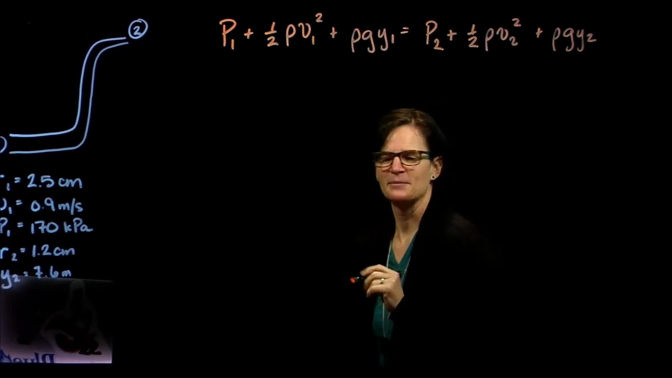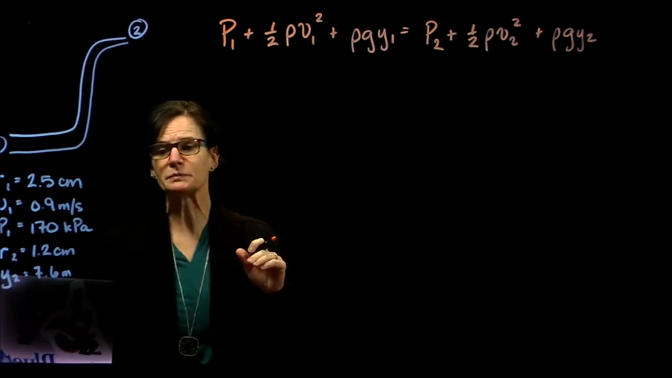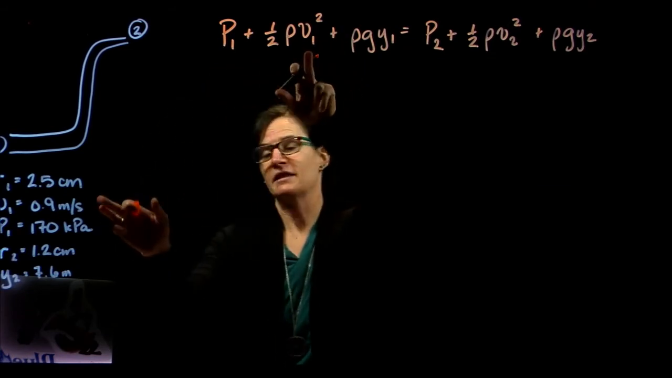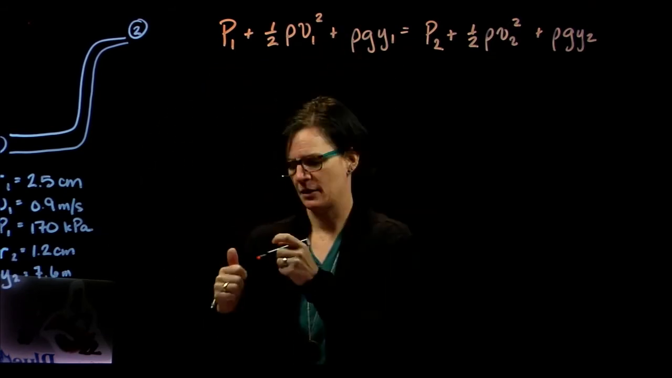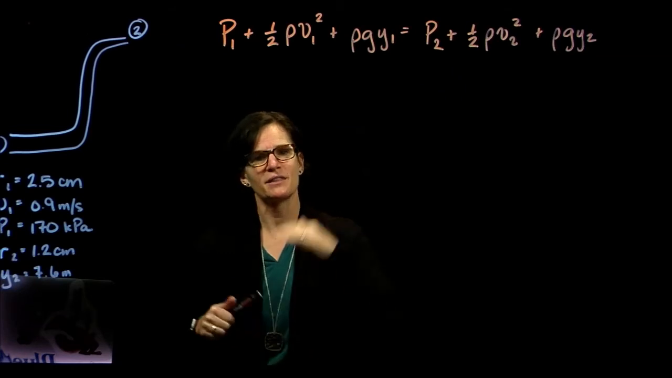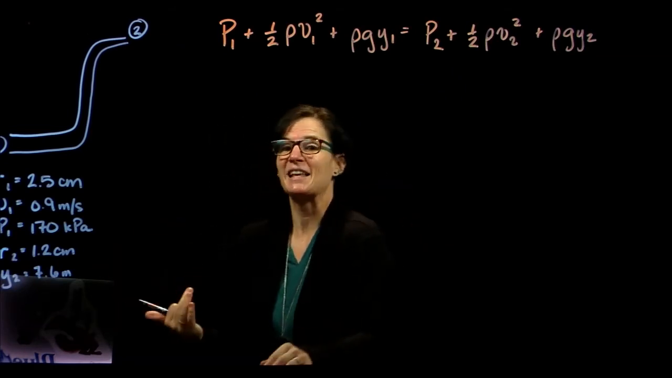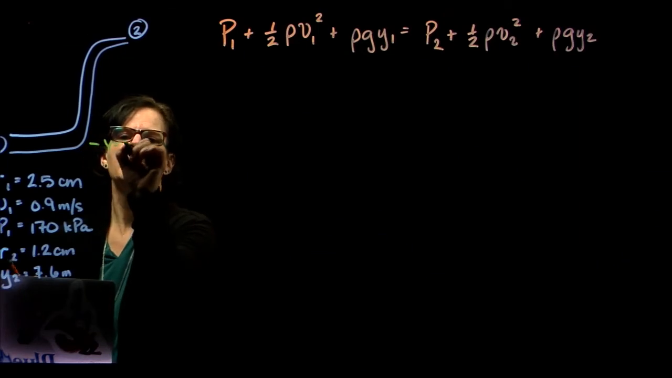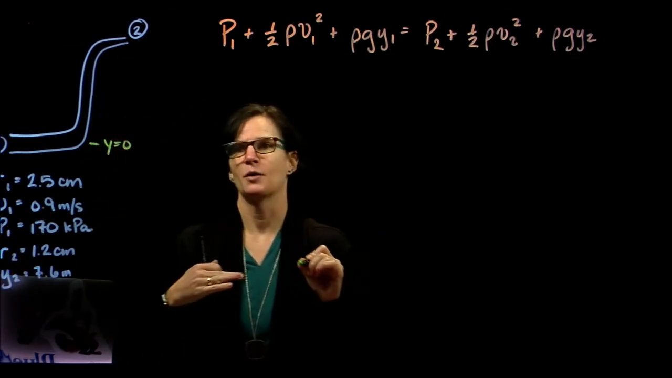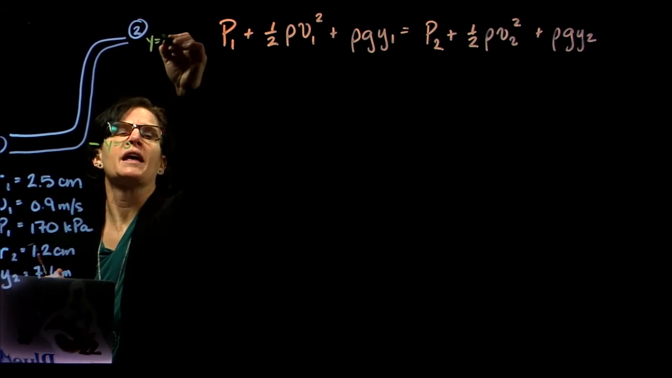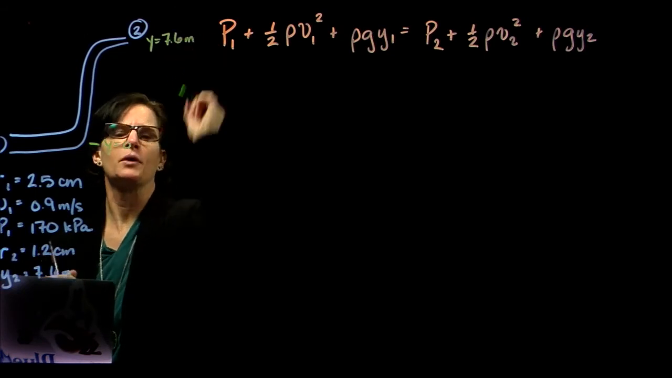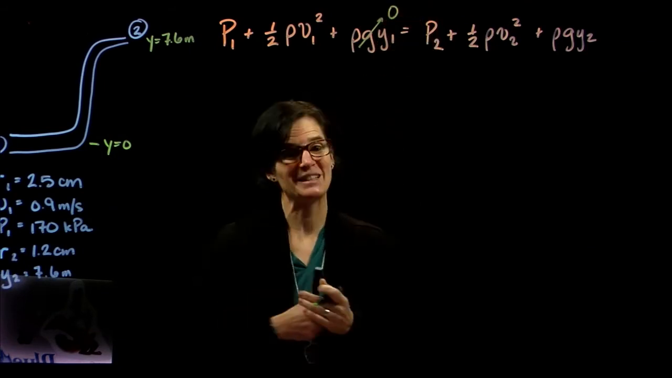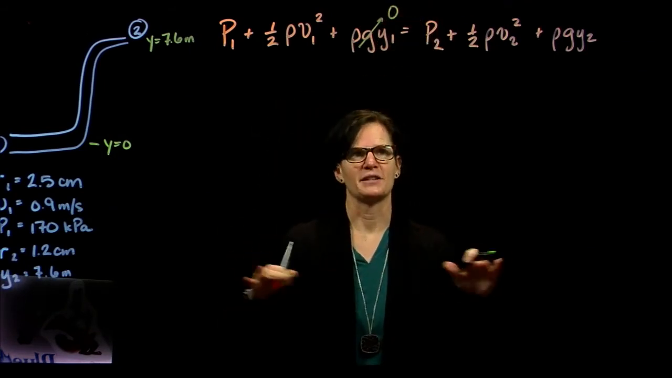All right, so we're given the pressure at 1. We're given the speed at 1. What about the height at 1? Well, anytime we're dealing with position, we always have to set a reference. So let's set our reference height, y equal to 0, where it enters the house. Then we know that at point 2, we're at 7.6 meters. And this term goes to 0 because we're at our reference height.